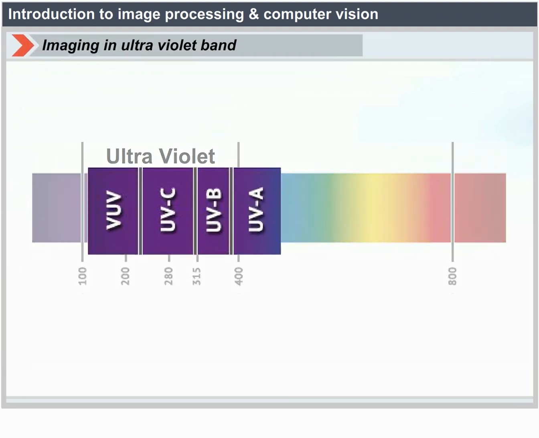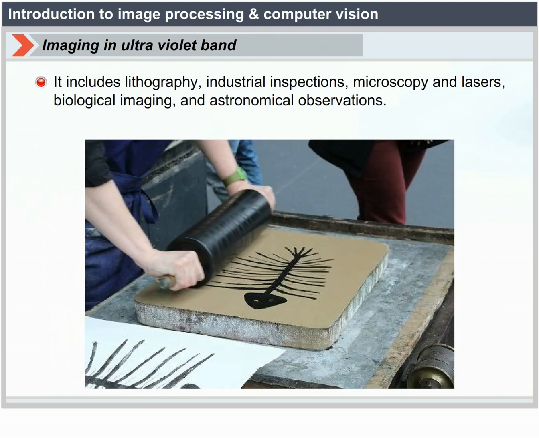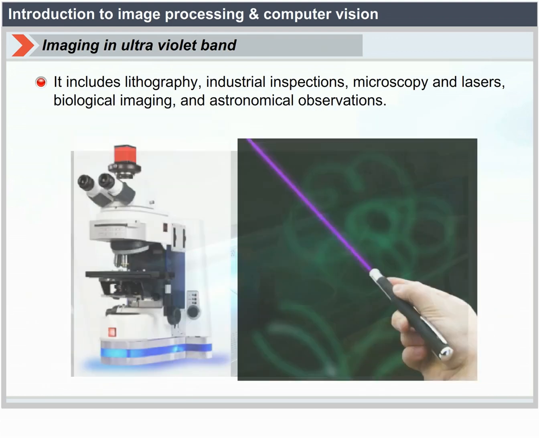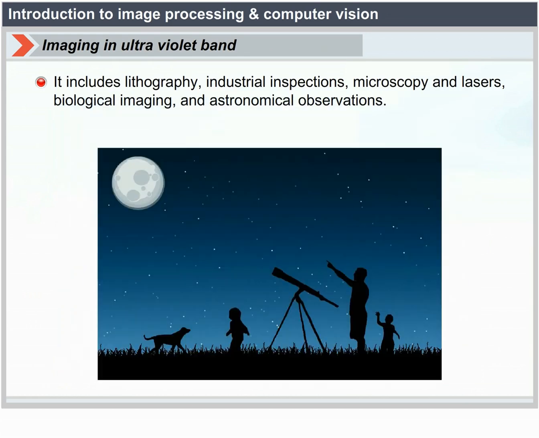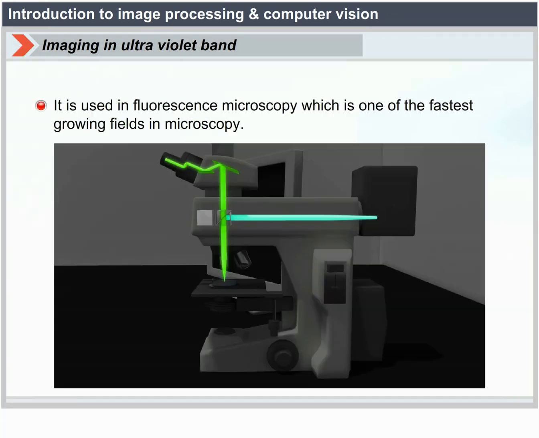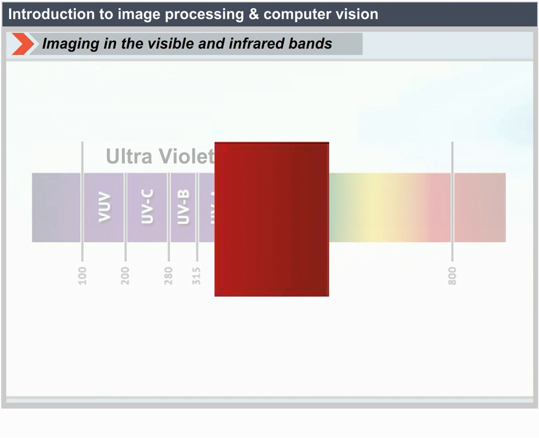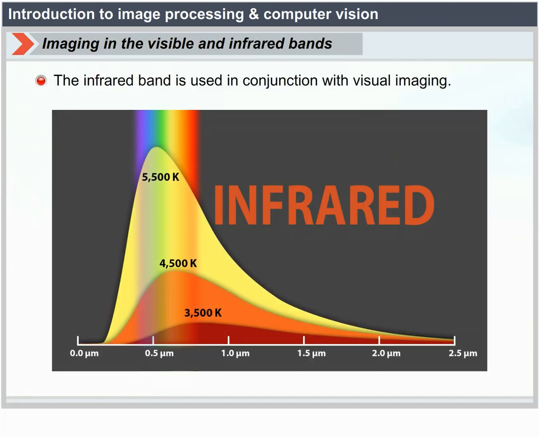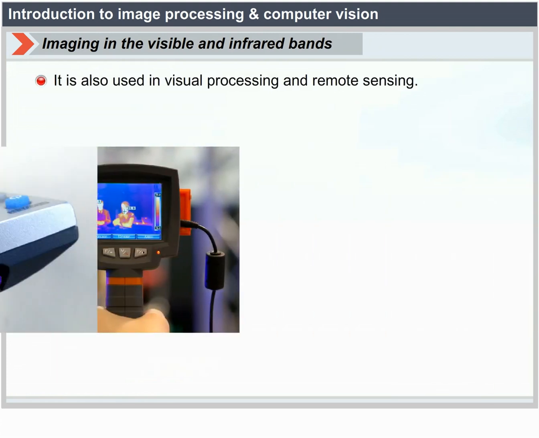Imaging in the ultraviolet band. It includes lithography, industrial inspections, microscopy and lasers, biological imaging, and astronomical observations. It is used in fluorescence microscopy, which is one of the fastest growing fields in microscopy. Imaging in the visible and infrared bands. The infrared band is used in conjunction with visual imaging. It is also used in visual processing and remote sensing.